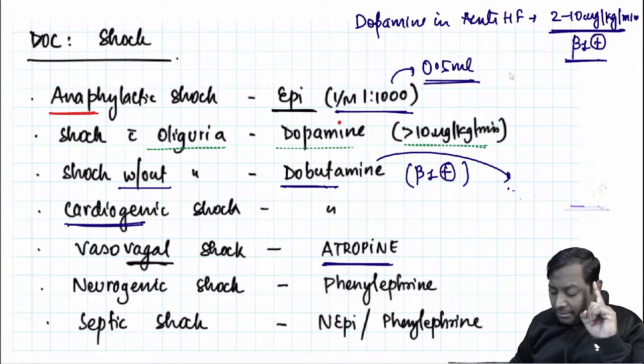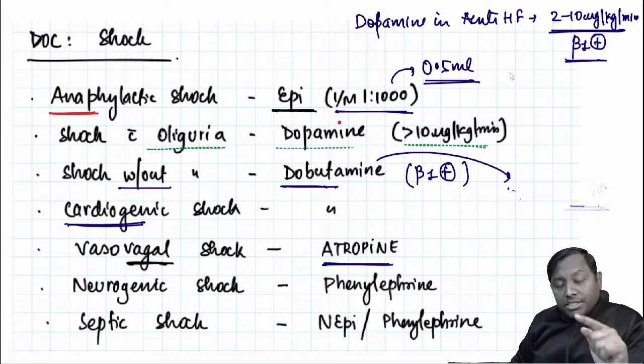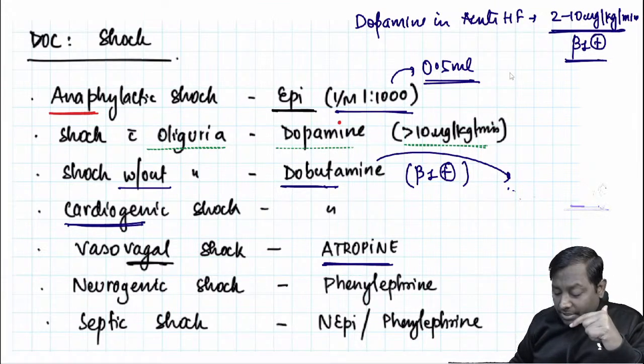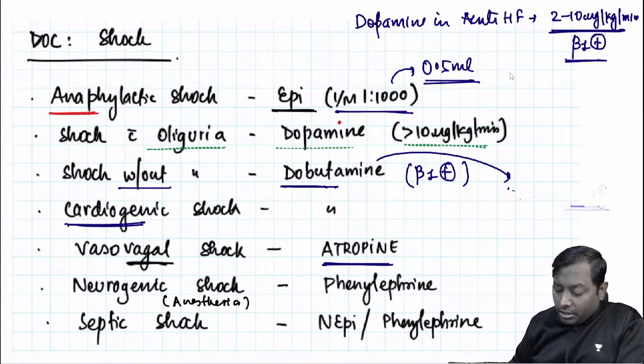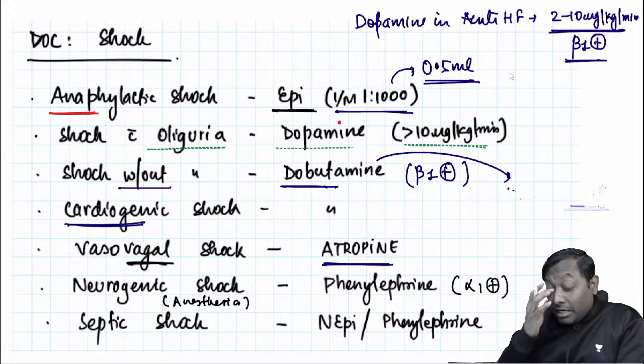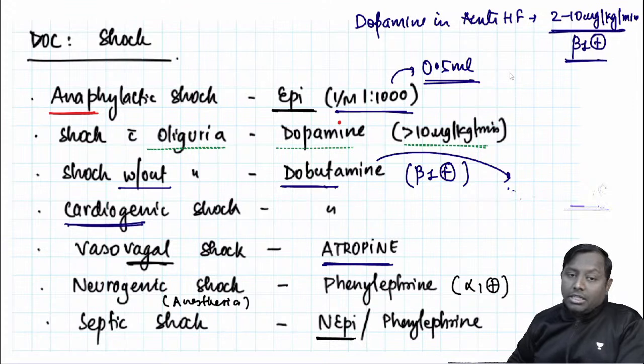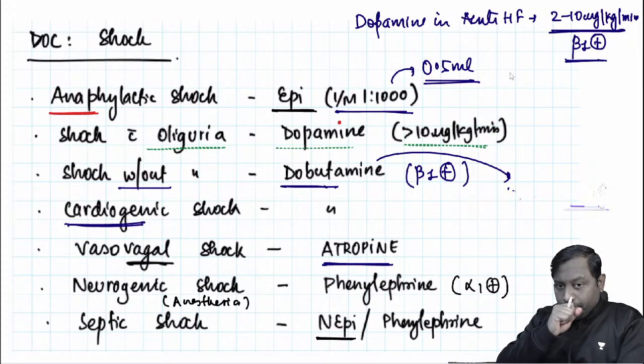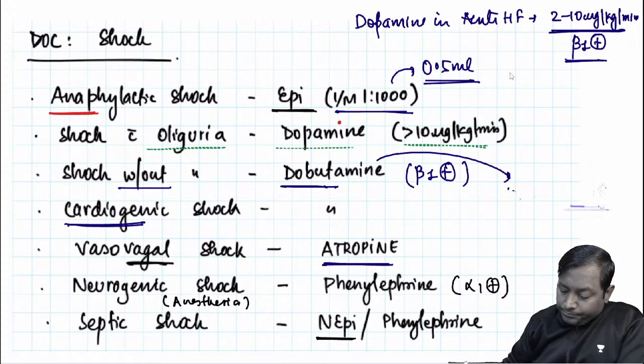Neurogenic shock: sometimes they can give you a history of a patient on the anesthesia table. So there will be a decrease in the sympathetic tone, so there can be a history of anesthesia with this. And the drug of choice for that will be phenylephrine, a selective alpha 1 agonist. Septic shock is the only type of shock where the heart rate will be high and body temperature will be high, so we are going to use norepinephrine as the drug of choice in a patient with septic shock.